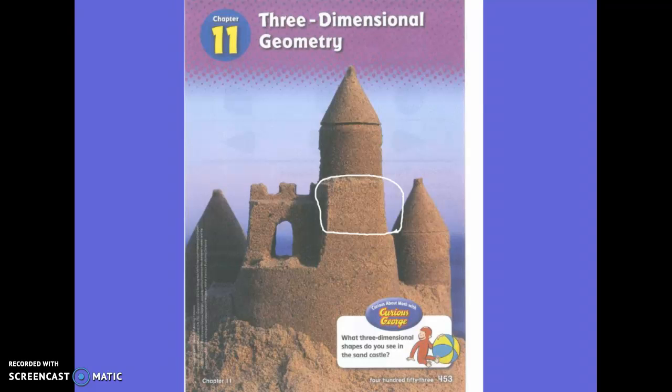Okay, bless you. What other three-dimensional shape do we see? A cone. A cone. Can you come circle the cone? See how it is not a triangle because it pops out. The triangle is flat. What other three-dimensional shape do you see? A cylinder. Very good. Can you come circle the cylinder?